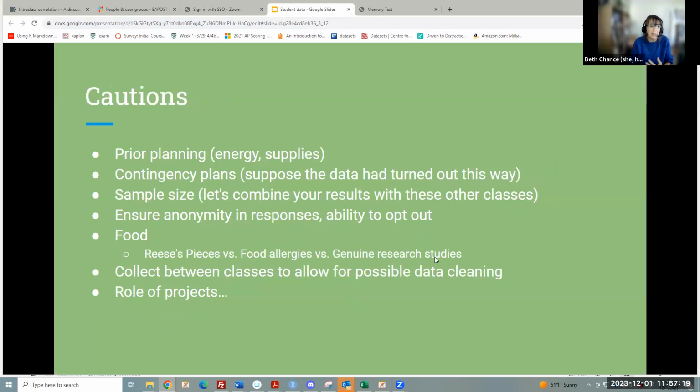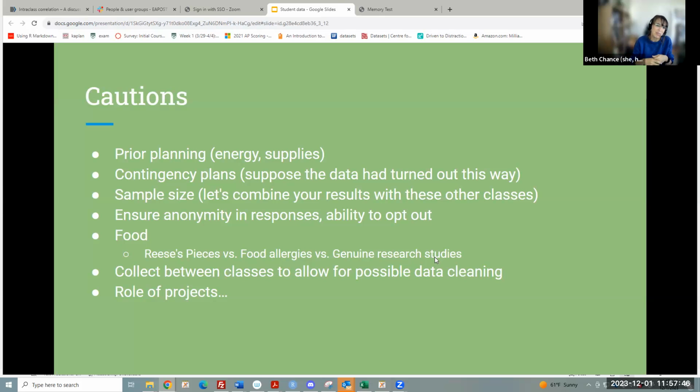But it does take a little bit more prior planning and energy, as we've talked about. Do you have backup plans, even if it's just another data set? Be ready to combine sample size across sections. Do ensure anonymity, as we talked about. I used to do a lot more with food, but then food allergies, or just I don't want students thinking statistics is all about playing with food. But boy, they really did love that Reese's Pieces one. So trade-offs there. So maybe just not all about food.